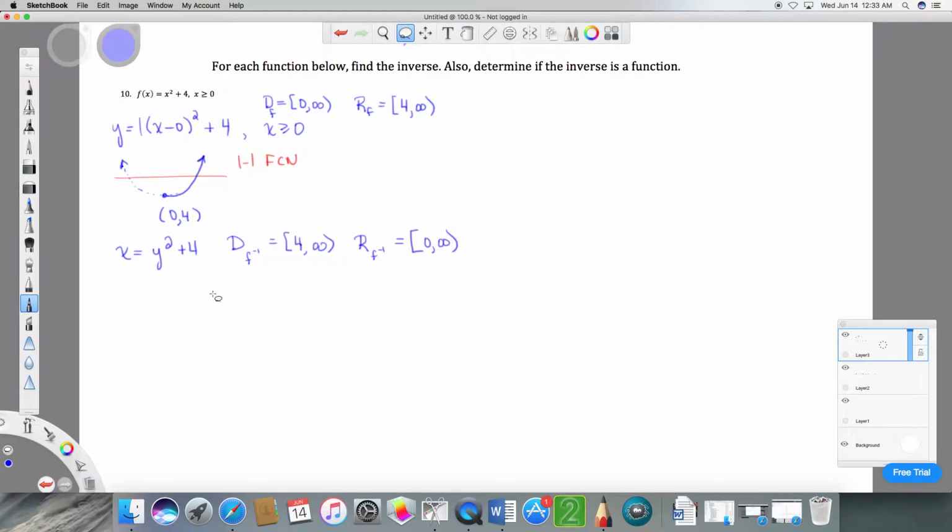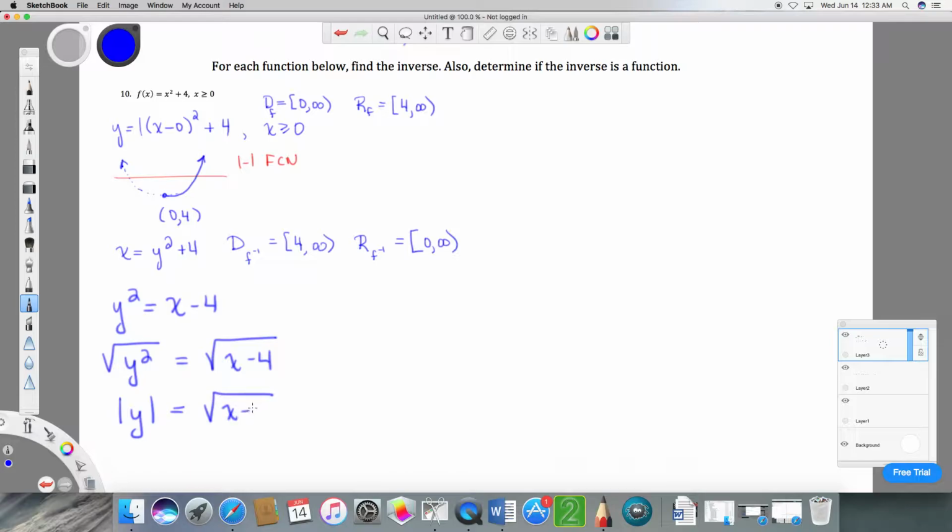All right, so we're trying to solve this equation for y. We subtract 4 from each side. We take the square root of each side. We can simplify the left-hand side to the absolute value of y. But we know a little bit of information about y. We know from looking at the range that y is always 0 or positive. So these absolute value symbols are not necessary.